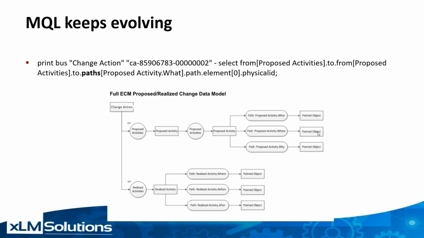A path is similar to a relationship, but it has a slightly different name. An example here is the MQL command to get the physical ID of physical products associated to a change action.